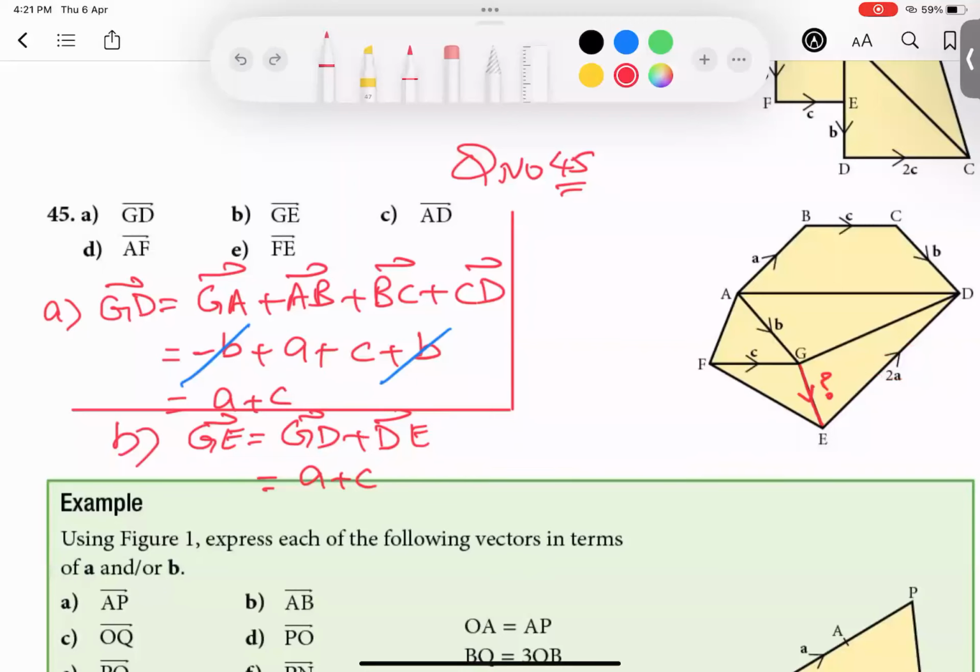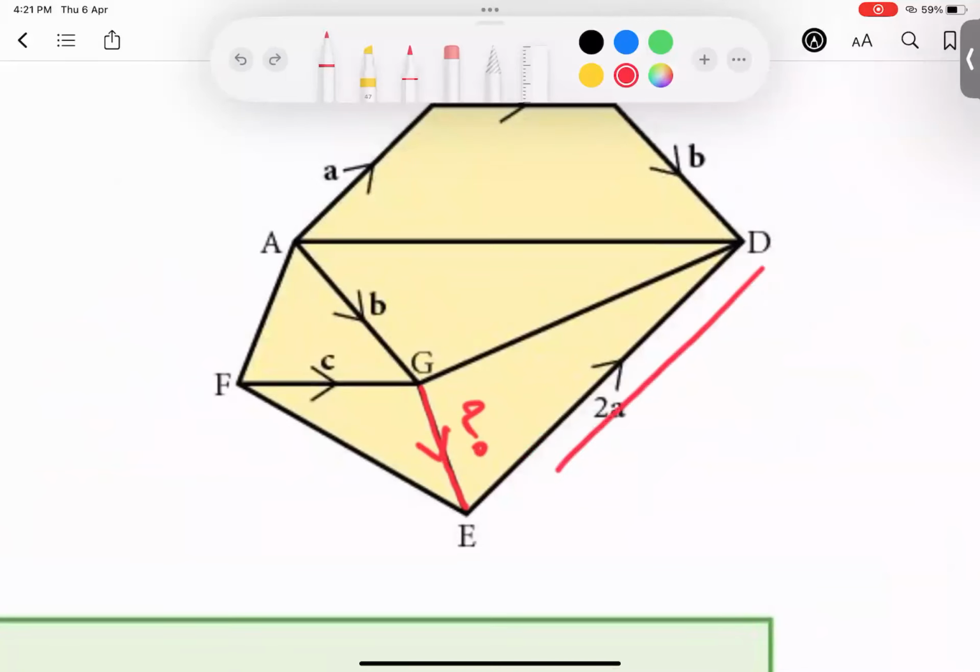Let me tell you. Normally, okay, I'm coming this way. I want D to E. But the current arrow is given E to D is 2A. So he's telling us that E to D is equal to 2A. But I need not E to D, I need D to E. I need backwards.